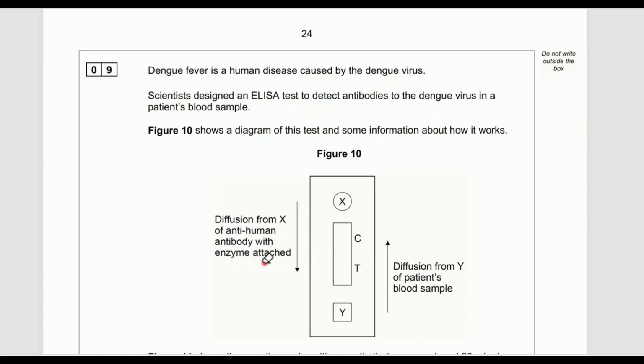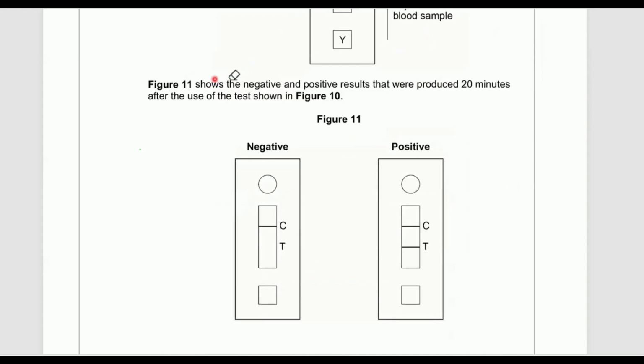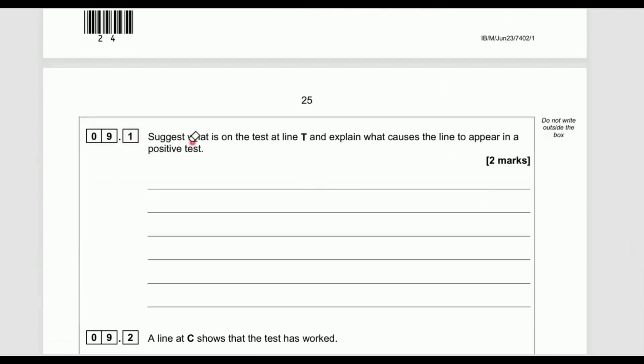We've got diffusion from X of the anti-human antibody with the enzyme attached. Essentially, that's just a monoclonal antibody coming down from X, and it has an enzyme attached that will react with a substrate and create a color change if you have the disease. And from Y, we've got the patient's blood sample diffusing upwards. Figure 11 shows the negative and positive results that were produced 20 minutes after the use of the test shown in figure 10. So we can see the negative one, you get a control line, but if you're positive, you get a control and a test line.